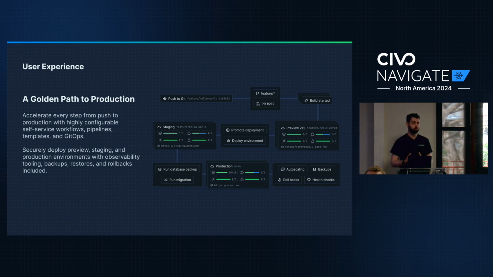Platform engineering teams like to talk about a golden path to production, where engineers can self-service and push to version control, create preview environments. When they're happy with their preview, they move to a UAT or pre-prod staging environment, and then merge their pre-prod environment to production in a seamless workflow. And that's what we'll be setting up today.